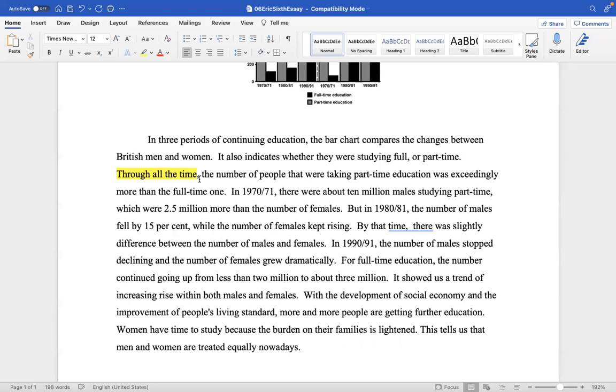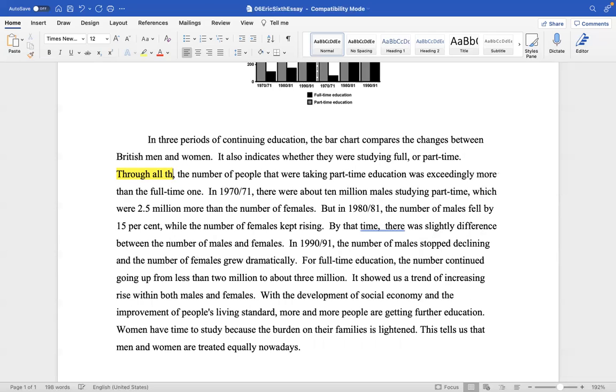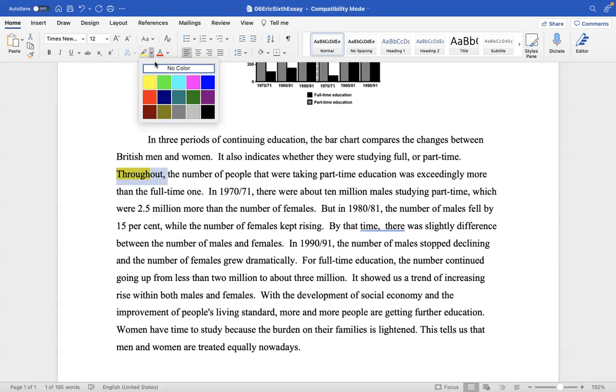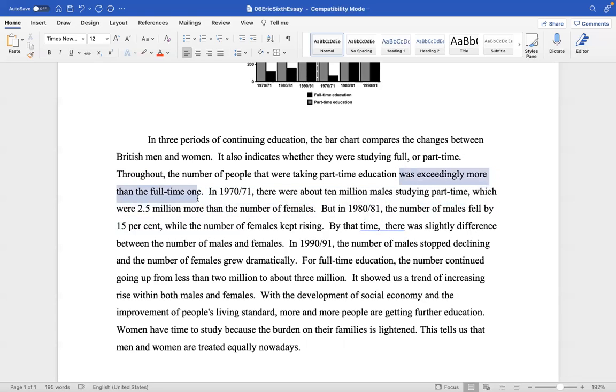Or you could just maybe say "throughout." Your English is already fabulous, but as you learn more and more words, it becomes easier to place them in certain areas. So, "throughout, the number of people that were taking part-time education was exceedingly more than the full one." How could you rephrase this to make it sound better?